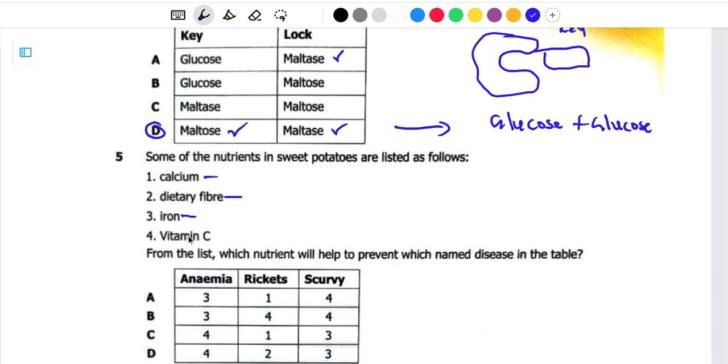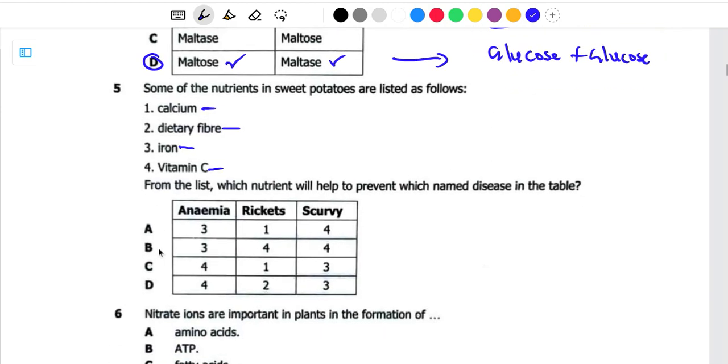Then when you lack vitamin C, this vitamin C comes from citrus fruits. So these prevent scurvy, that is bleeding of gums. So when you have vitamin C, meaning you're not going to suffer from scurvy. So the question is saying from the list, which nutrient will help to prevent which named disease in the table? So we have anemia. Anemia is lack of red blood cells. So when you're lacking red blood cells, meaning you're lacking iron. So iron is number 3. So it can be A, it can be B.